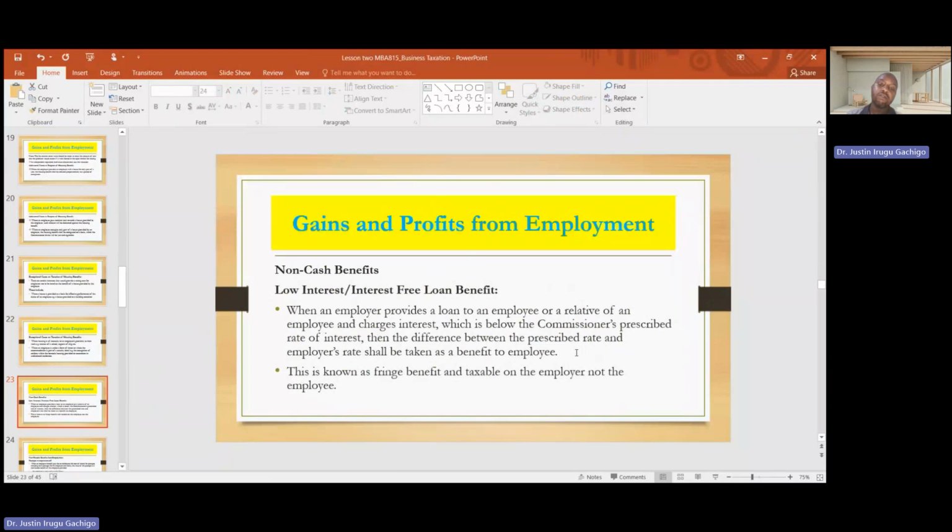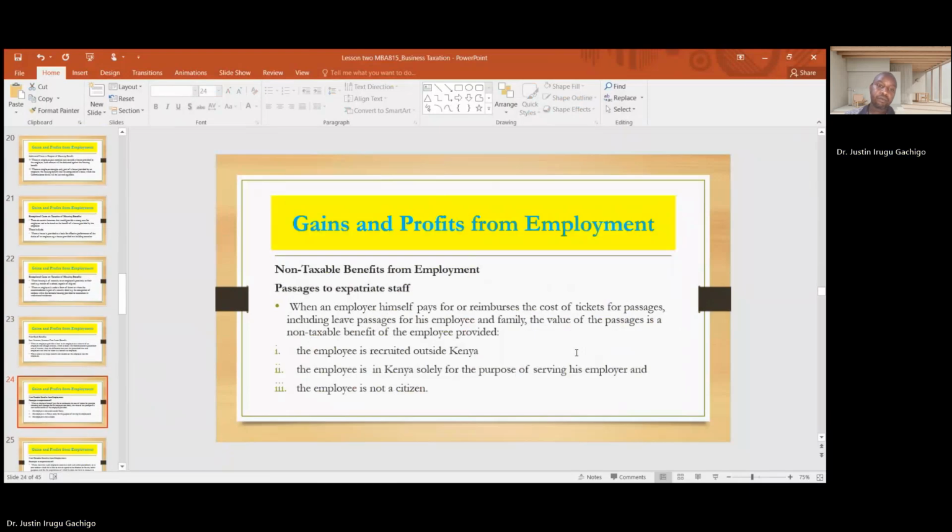So this is also known as fringe benefit tax, and it is charged on the employer, not the employee. For the fringe benefit tax, in most cases, it is taxed on the employer, not on the employee.